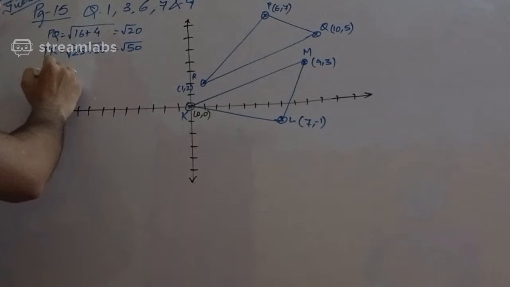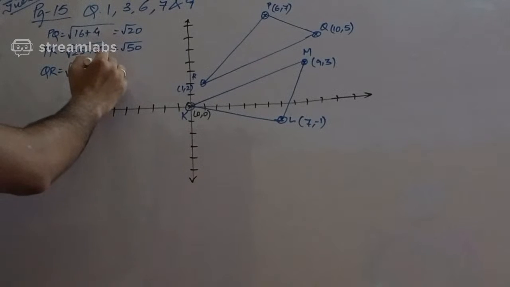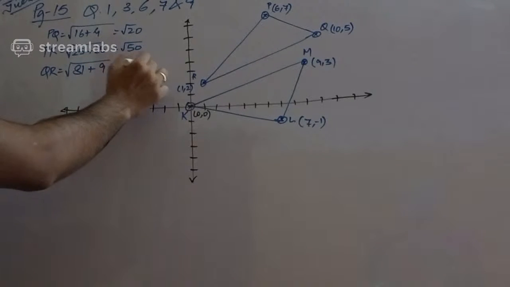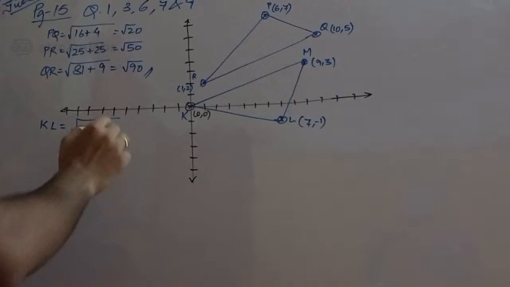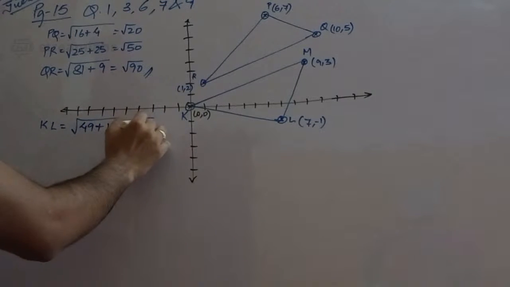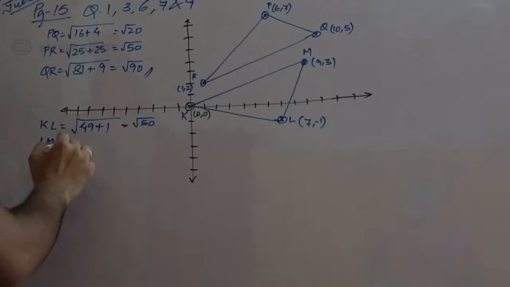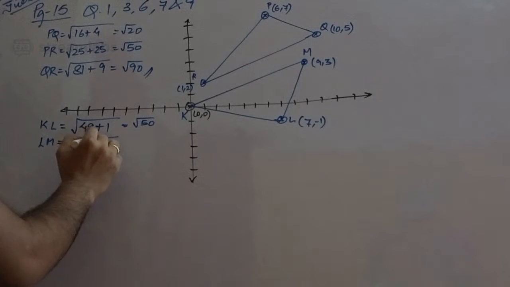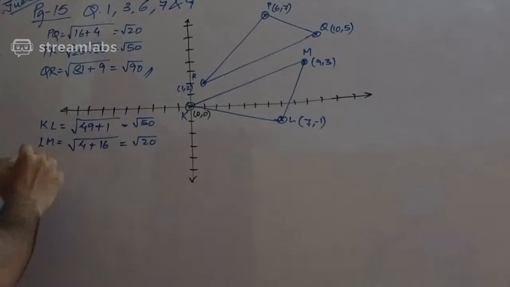And similarly now we'll find out QR. So QR will come 10 minus 1 whole square, that is 81, plus 5 minus 2 whole square, that is 9, so this is coming square root of 90. So we have got the lengths of the three sides, PQ, QR and PR. Similarly we can find out the length of KL. So KL will come as 0 minus 7, that is 49, plus 1, that is square root of 50. Similarly LM, if I find out LM, I get 9 minus 7 whole square, that is 4, plus minus 1 minus 3, that is 4 again, 16, and that is square root of 20. Fine, good.